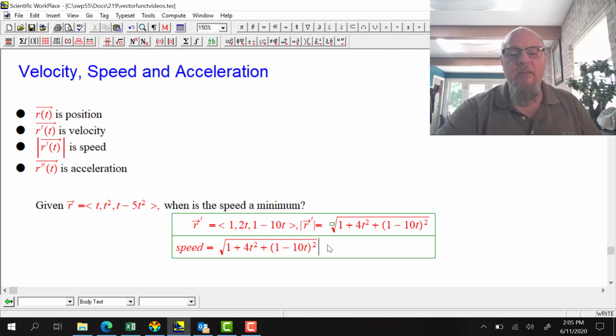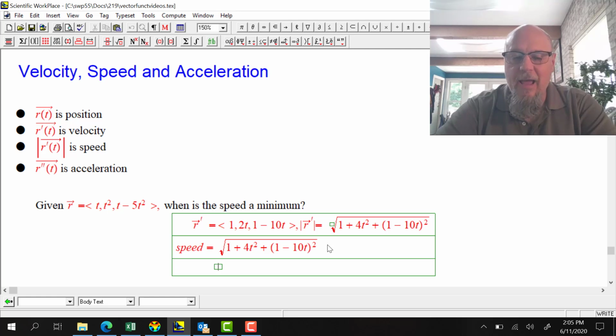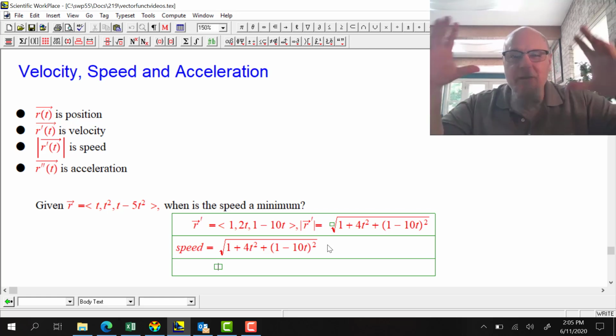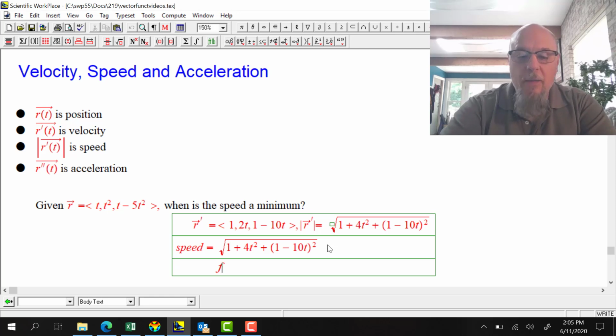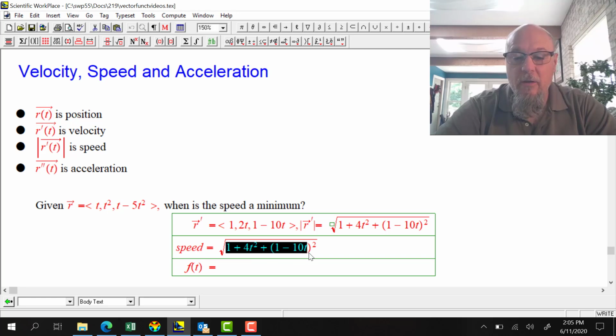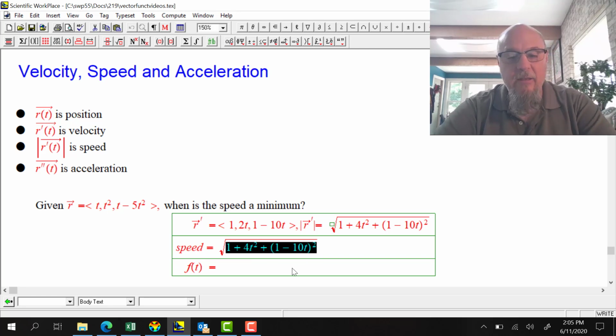It all hinges on me taking the derivative. But I'm going to make my life a little bit easier here. Because if I'm looking at it right now, and I have to differentiate the thing with the big square root sign in it. If speed is a minimum, then speed squared is a minimum. So I'm going to make up a new function, which is speed squared, and I'm just going to minimize that.